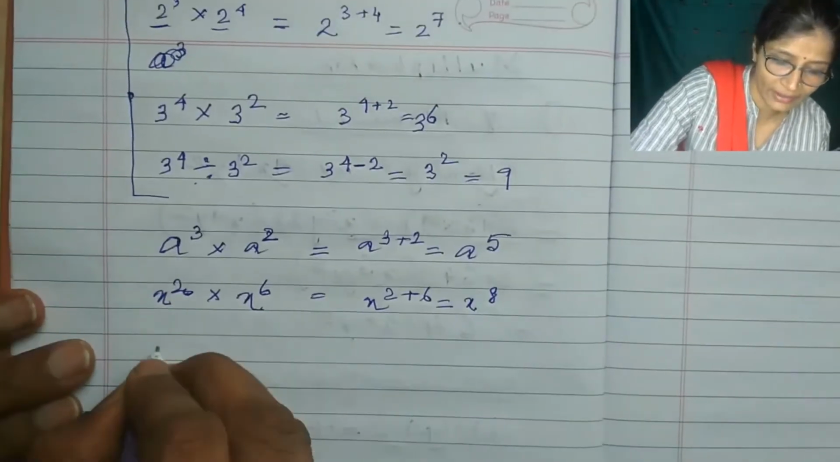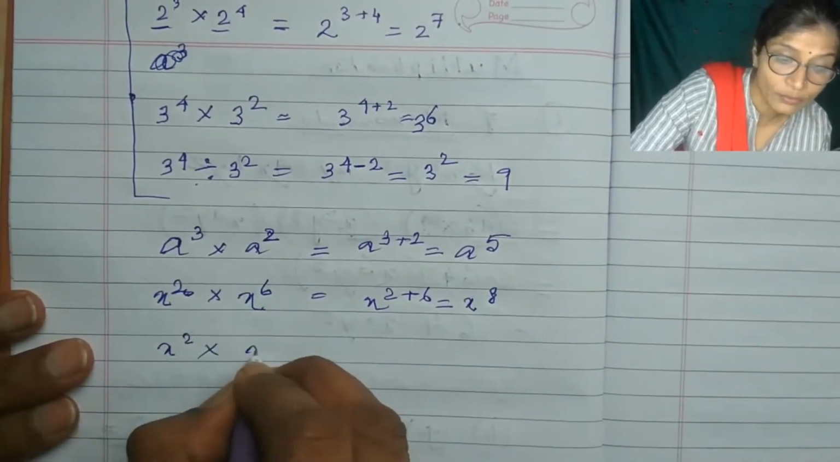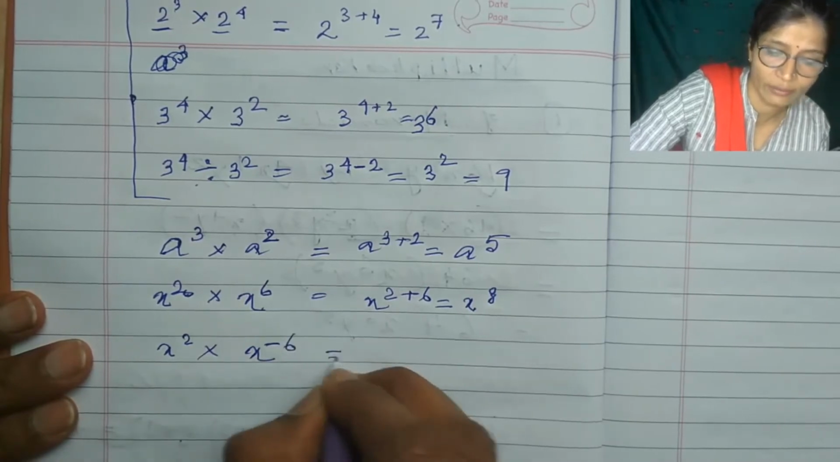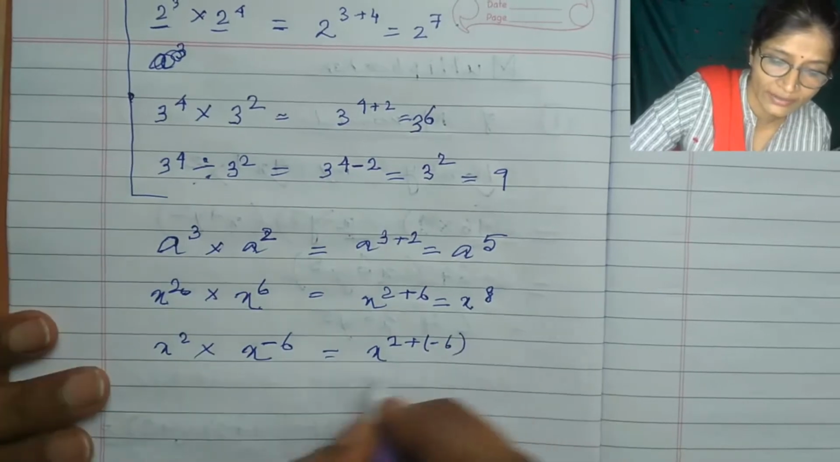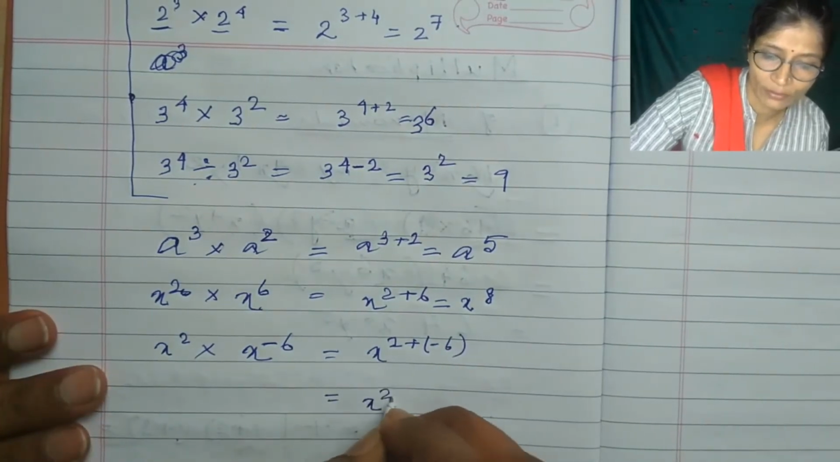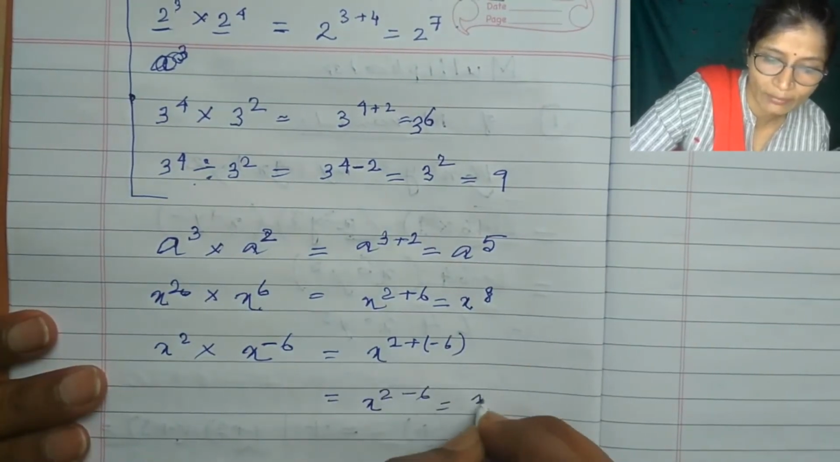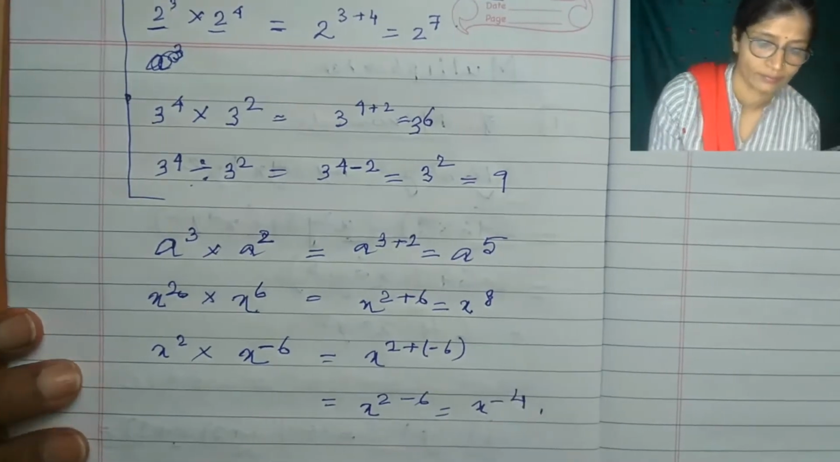Or I write x to the power 2 into, suppose, x to the power minus 6, then it will be equal to x to the power 2 plus minus 6. So that is equal to x to the power 2 minus 6. So x to the power minus 4. The value is this.